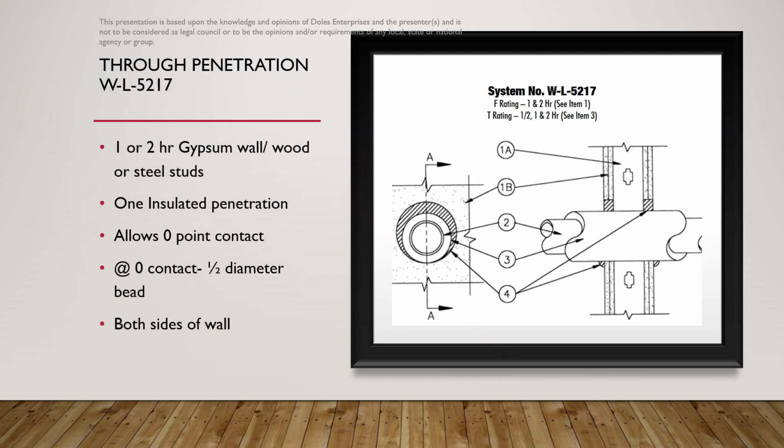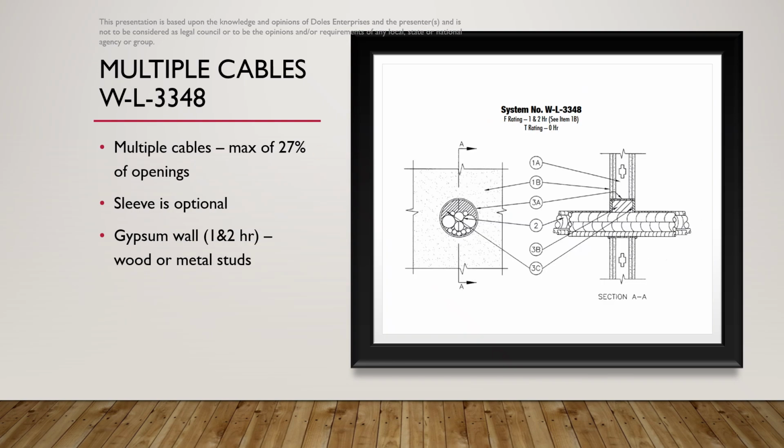In our WL5217 example, the main item I want to point out is that we have insulated piping now passing through. This is listed as number 3 in the listing for the UL system sheet. This insulation can't just be any insulation somebody buys off the shelf. It's got to be very specific, and this insulation product data should be available so you can make sure that that insulation is in compliance with the UL system sheet.